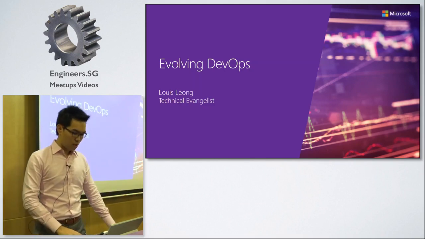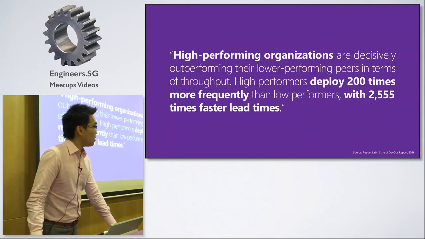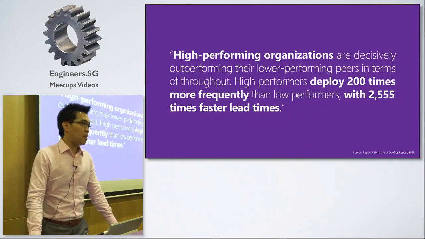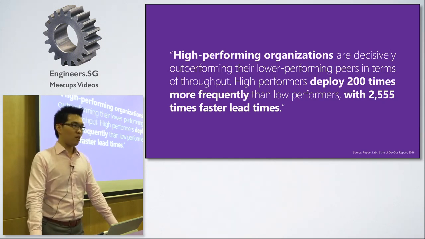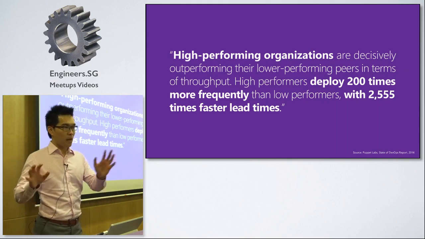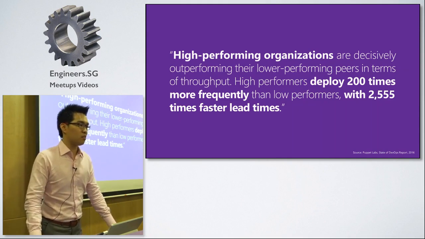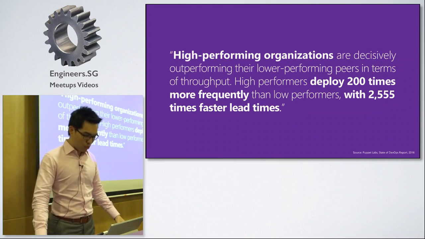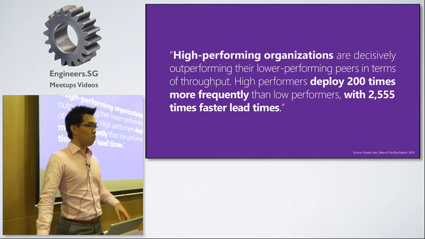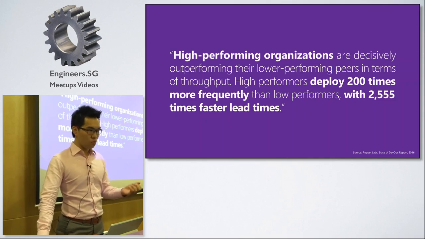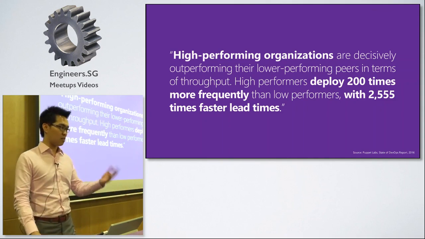So just to let you see how the entire thing looks like before I show you how it's being done from scratch. Okay, so this was a report done by Puppet Labs sometime, I think 2-3 months ago. It talks about how the high-performing organizations, as compared to the low performers, are able to deploy 200 times more frequently, and when they do so, they deploy it faster.